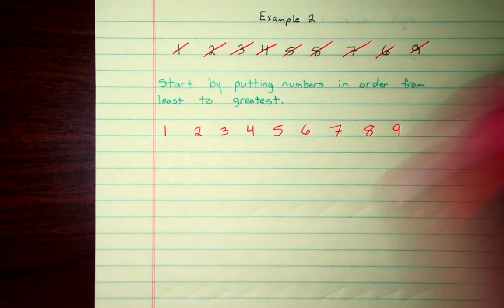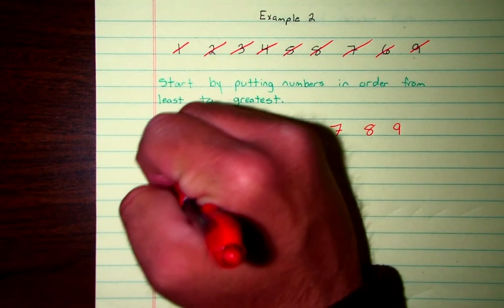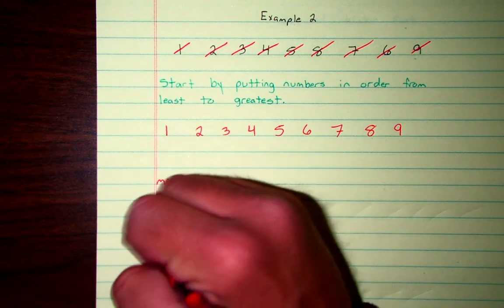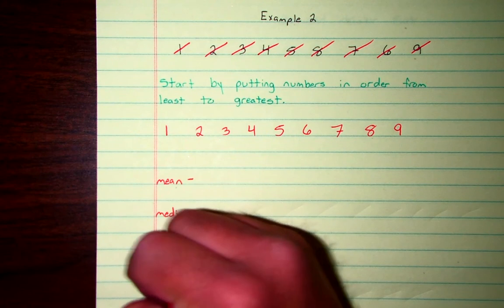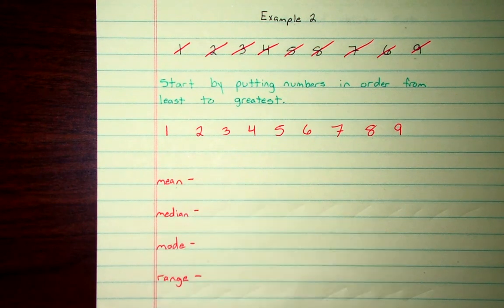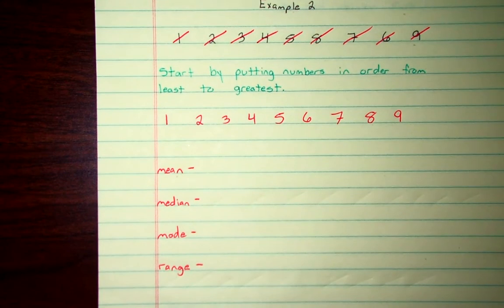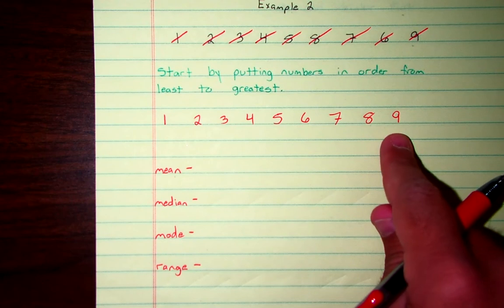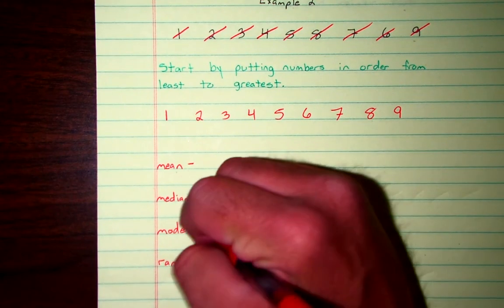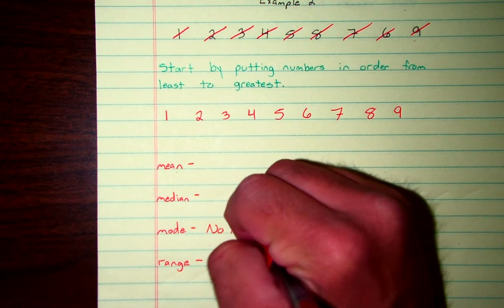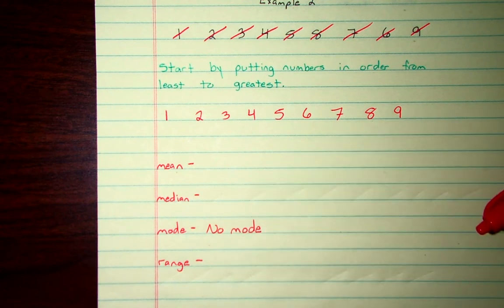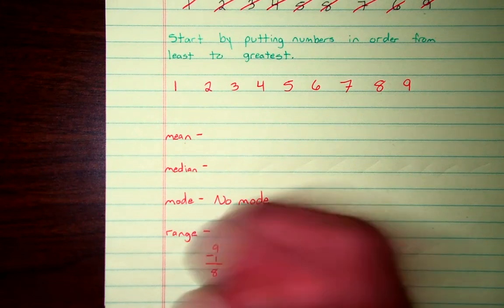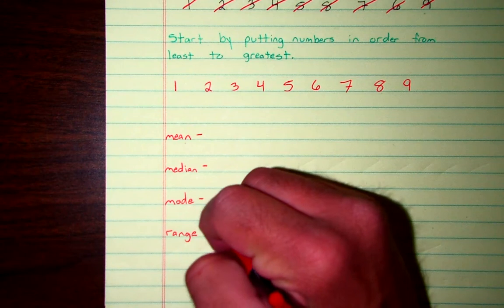All right. So we have to find the mean, the median, the mode, and the range. All right. Well, this time I'm going to start with the mode. Do you see any numbers that repeat? No. There are no numbers that repeat. Therefore, there is no mode. See how easy that was. Range. Biggest number minus the smallest number. 9 minus 1 is 8. There's your range.